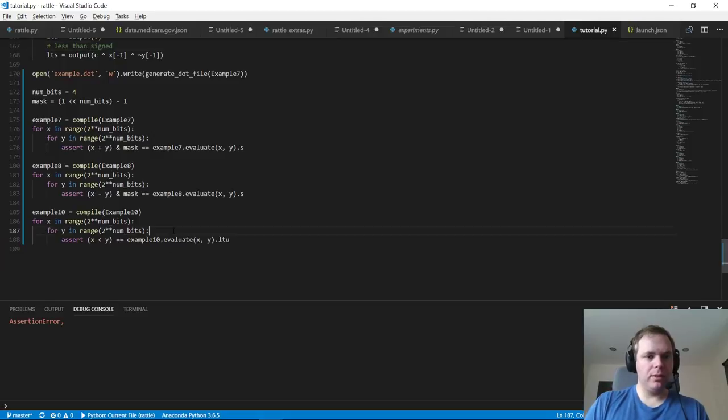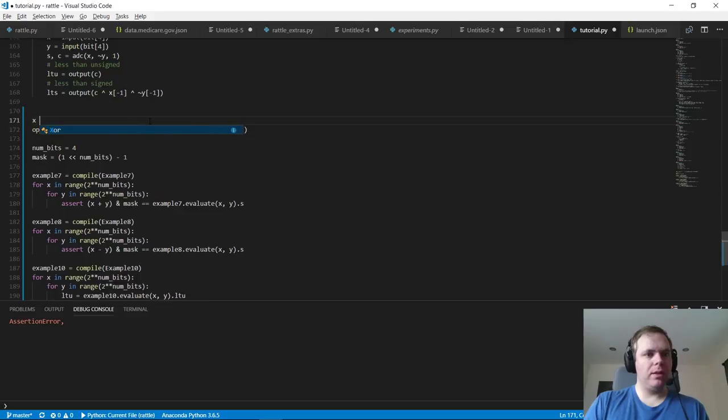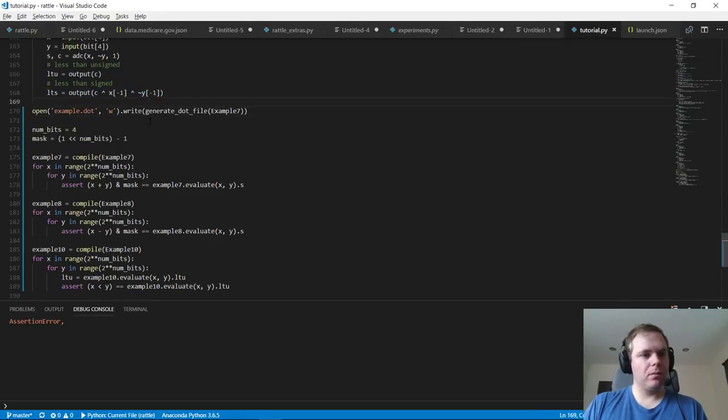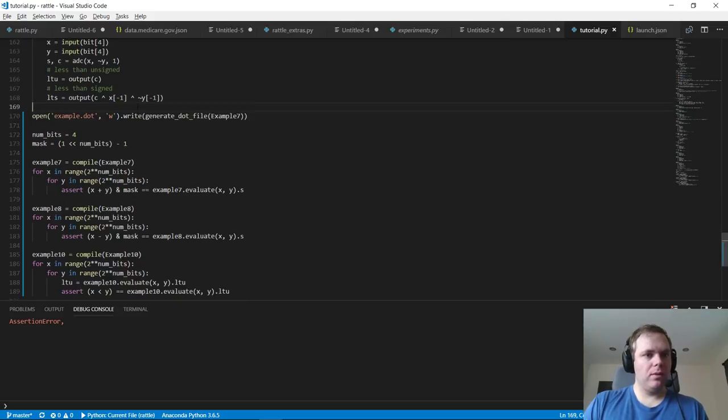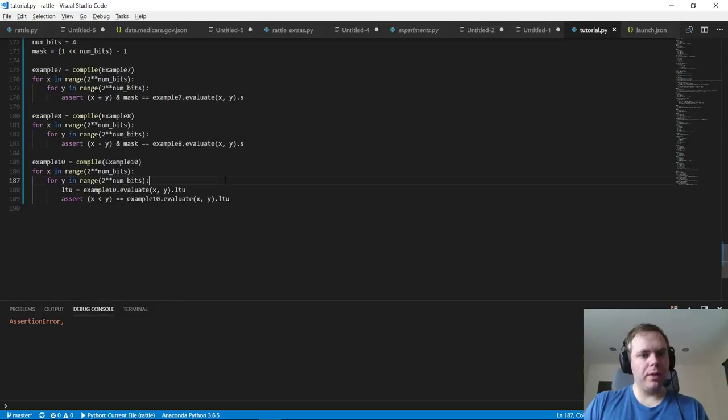We should probably store this off so I can easily look at it. Maybe I flipped the sense. I'm checking whether x minus y is less than 0, which is equivalent to whether x is less than y. I think, if I did it correctly. All right. Well, let's see what's going on here.